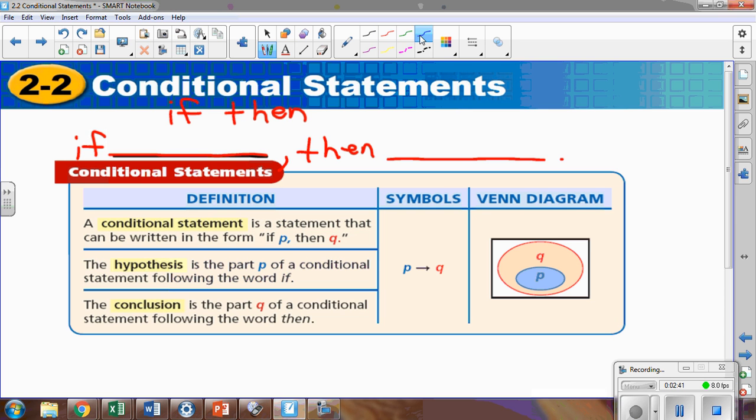Now, some other components that we have to note. This first statement here, this is the hypothesis. Same term that you would have from your science classes. If the hypothesis is true, then we are going to make a conclusion.